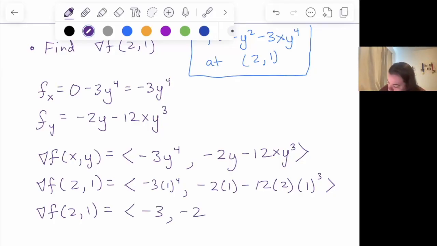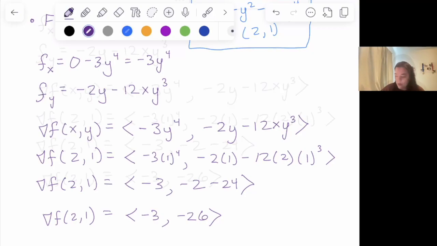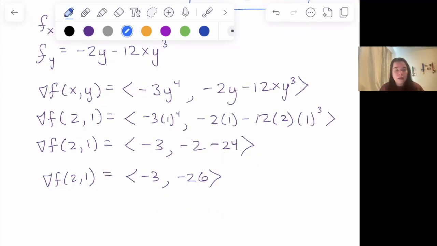Let's clean up a little slower here, and just make sure there are no errors. So there is our gradient vector at the given point. Now that we found our pieces, our goal is to find the directional derivative.